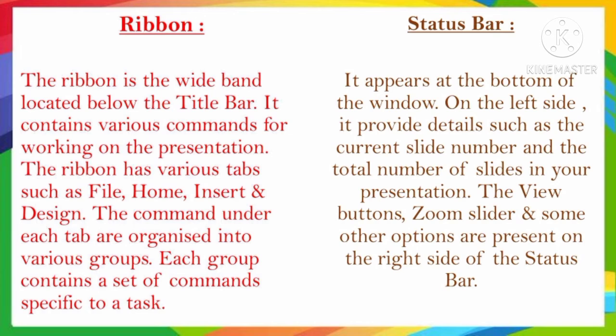So basically, children, in the component ribbon, everything which you need to make a video is present over there. For example, if you want to change the font of your writing, or change the color, or increase or decrease the size, everything is present under the Home tab. In the File tab, there are options to save the video. In the View tab, you can view the video. So all these things are present on the ribbon, and it is just below the title bar.